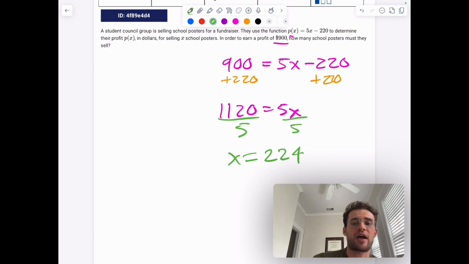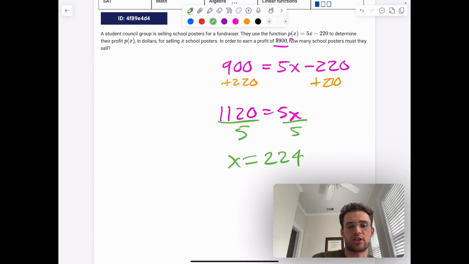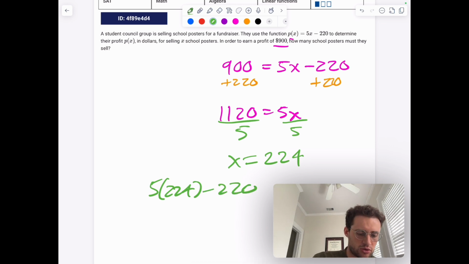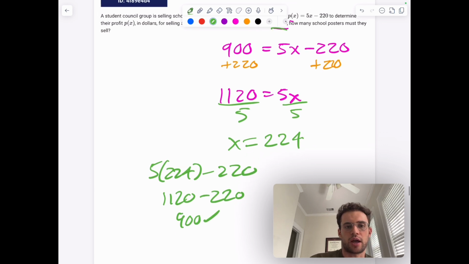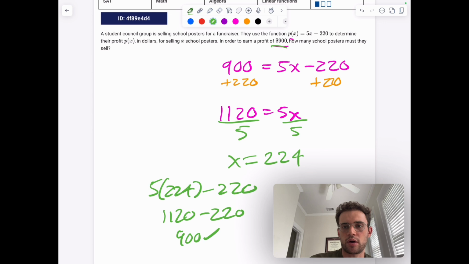Now, after you found x, I would plug it back in and see if it actually works to make sure that you didn't make an error typing in or with any of the arithmetic. So you get 5 times 224 minus 220. 5 times 224 says 1120, and then 1120 minus 220 is, in fact, 900. Right, so that checks out. That's what we wanted. So our answer was 224, how many school posters, and x is the number of school posters. So it's 224.